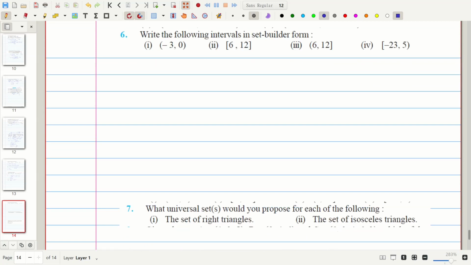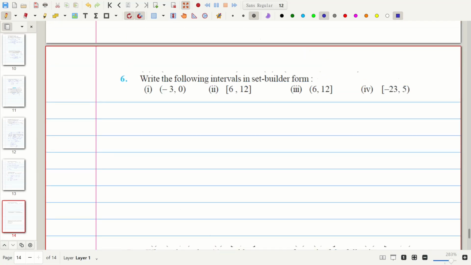The sixth one, here we need to write in set builder form. Okay, the given problem we have to write in set builder form. So minus 3, 0, here open and close, here open and close, and here close and open. Then we can express this one: x is such that minus 3 open, then x open. Okay, like this we can write.